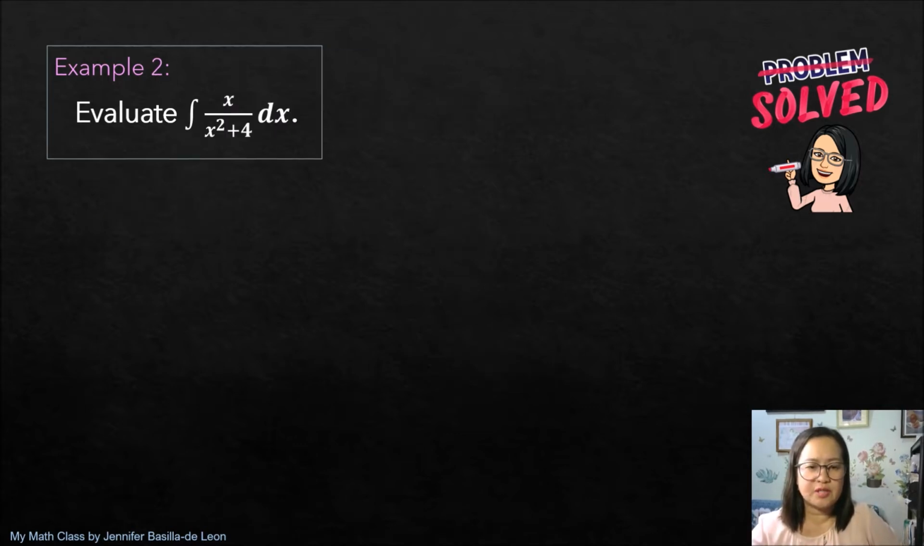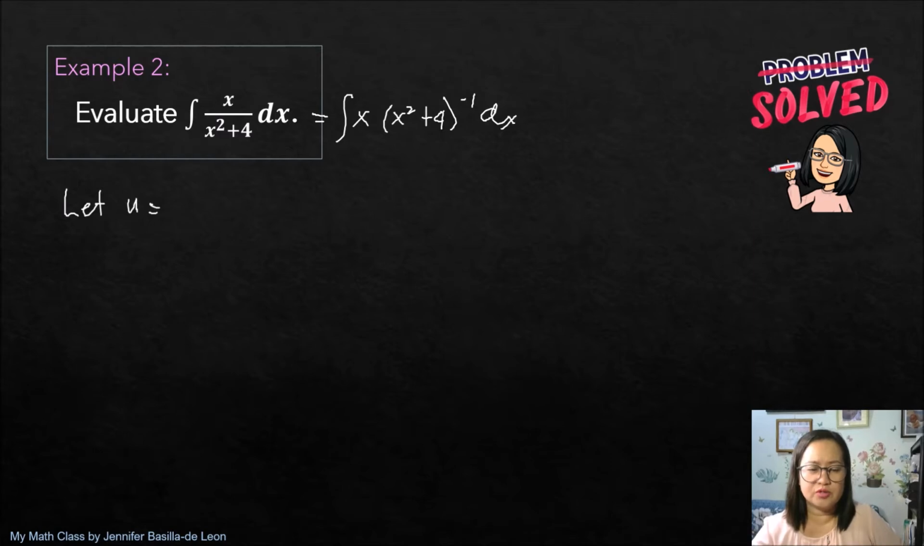Now let's have example number 2. We start our solution by rewriting the problem into x times x squared plus 4 raised to negative 1 in order to remove its denominator. Now we let u be equal to x squared plus 4. Then getting the derivative on both sides, we will have 2x dx. However, in the integrand, we only have x dx. So what do we do? We can divide this by 2.